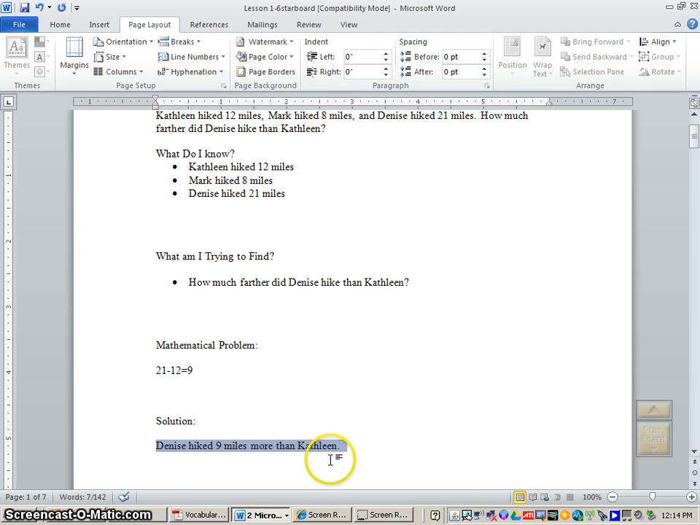And that is how you take a word problem, break it down section by section, focus in on the important aspects, and then come to an answer that you know for sure is correct.